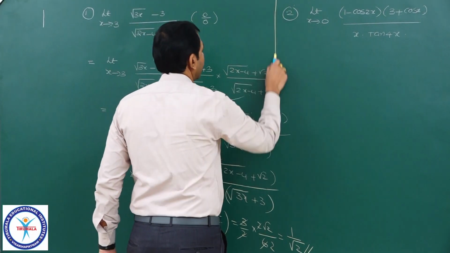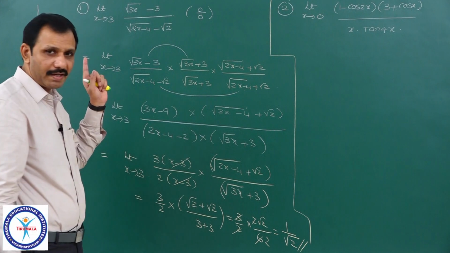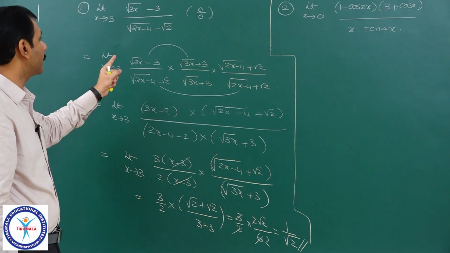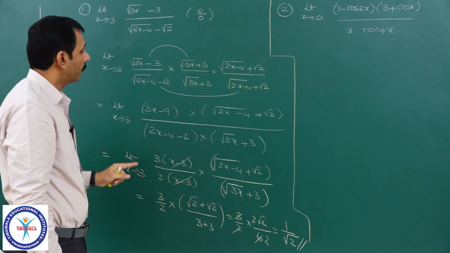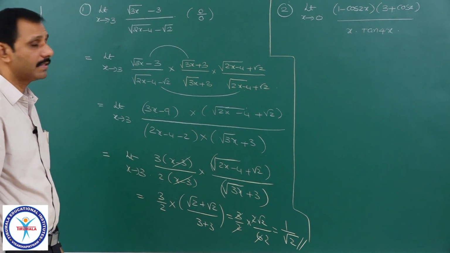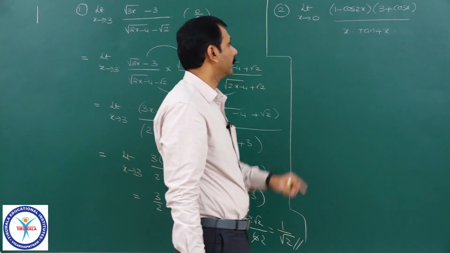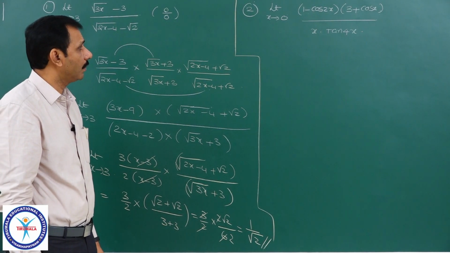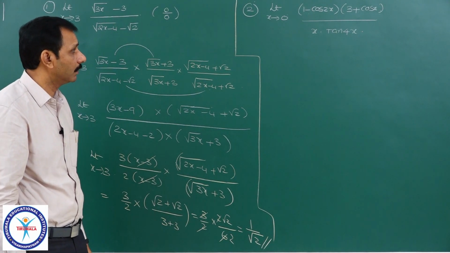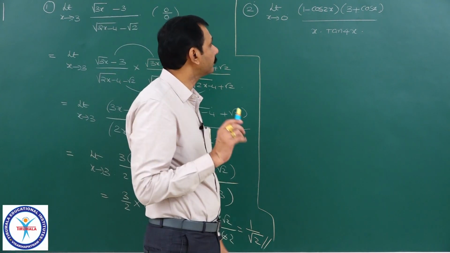Now coming to the second. Of course you can evaluate this one by using another method, that is L'Hospital rule, but it is simple only, you can go with this one. Next, this one you see, limit x tends to 0, 1 minus cos 2x into 3 plus cos x by x into tan 4x.